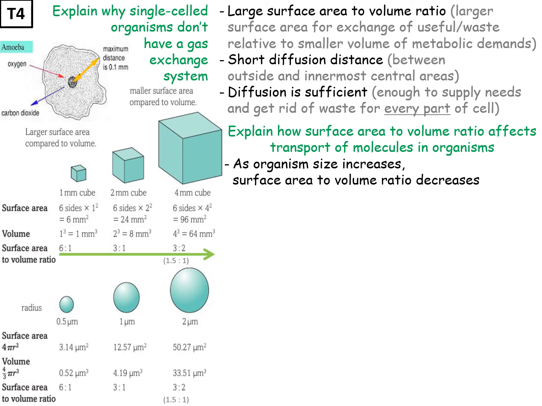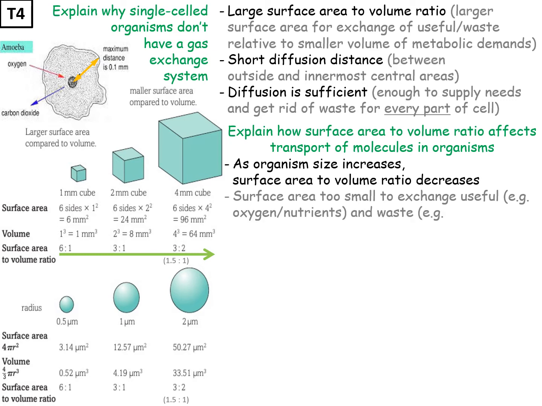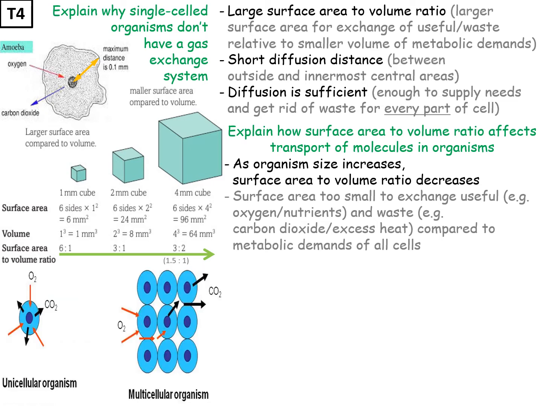In large organisms, as the size has increased, the surface area to volume ratio has decreased. That means the surface area is too small to exchange useful substances such as oxygen and nutrients and get rid of waste such as carbon dioxide or excess heat in comparison to the metabolic demands of the cells due to their large volume.